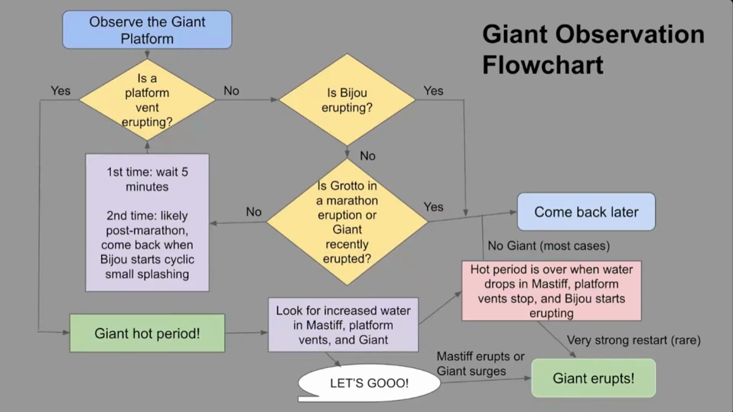Just overall, I think this flow chart is very, very basic and very useful for basic decision making about how to spend your time if Giant is active. And again, this is relevant when Giant hot periods are happening. If Giant hot periods are not happening, Giant could be off, it could be on, it could be a marathon recovery, it could be a normal Grotto.